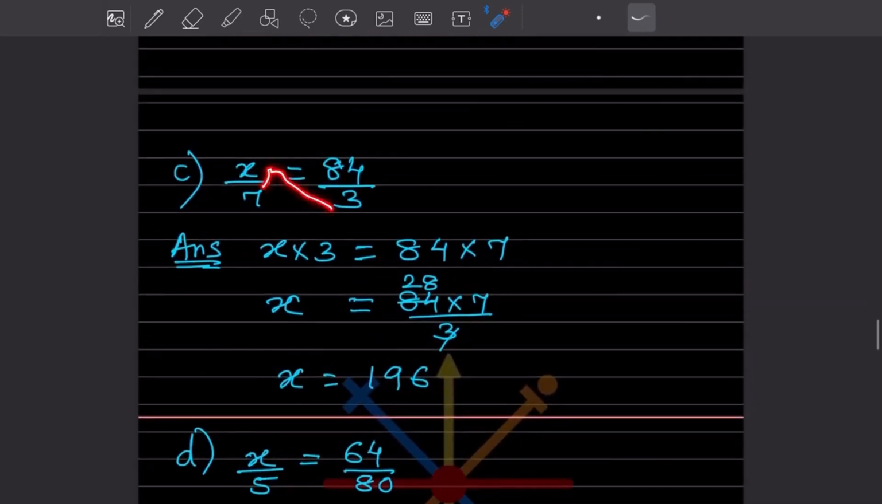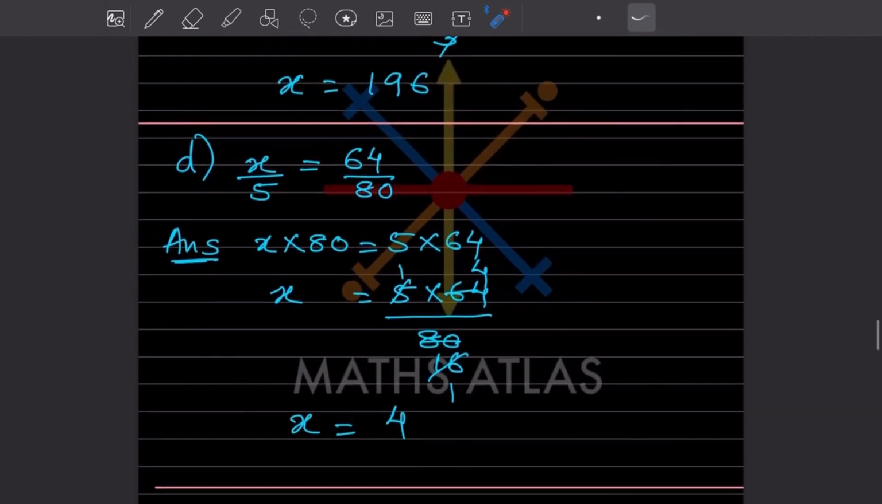Same over here, you will do the cross multiplication. 3 into x or x into 3, both ways you can write it. That is 7 into 84, or 84 multiplied by 7, it can be any way. So here x is 84 multiplied by 7, this will go over here, and when you simplify, you get 196.